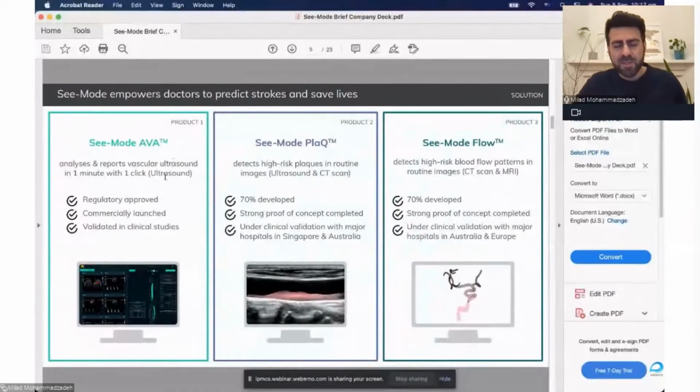Our first product, which I mentioned is currently in the market, is called AVA, short for Augmented Vascular Analysis. Or if you're Iranian like me, it's called AVA. And it is a clinical tool that helps clinicians streamline their reporting workflow for ultrasound images. It speeds up the process of reporting these scans for them. And then we're building on that our future products: Plaque, which analyzes plaques in CT scans and ultrasound images, and then Flow, which detects high-risk blood flow in CTs and MRIs.